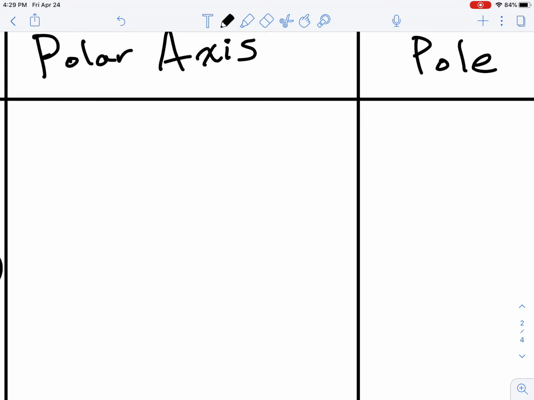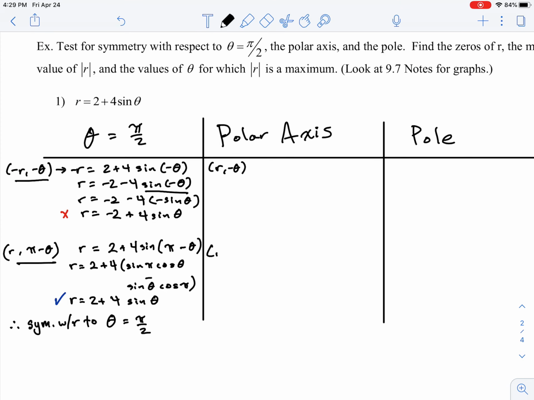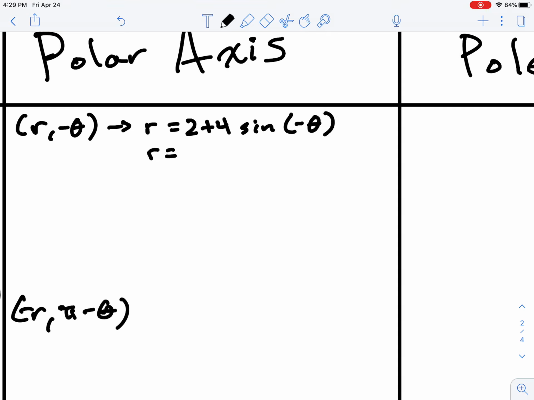All right, now let's try the next one, the polar axis. So for the polar axis, remember the two checks here. We can replace r and theta with r and negative theta, or we can also check by writing negative r and pi minus theta. So let's check to see if either one of these two work. Replacing theta with negative theta gives us 2 plus 4 sine of negative theta. And this is a quicker check, 2 minus 4 sine theta. And this one clearly does not seem to work. Okay, so let's try the other one.